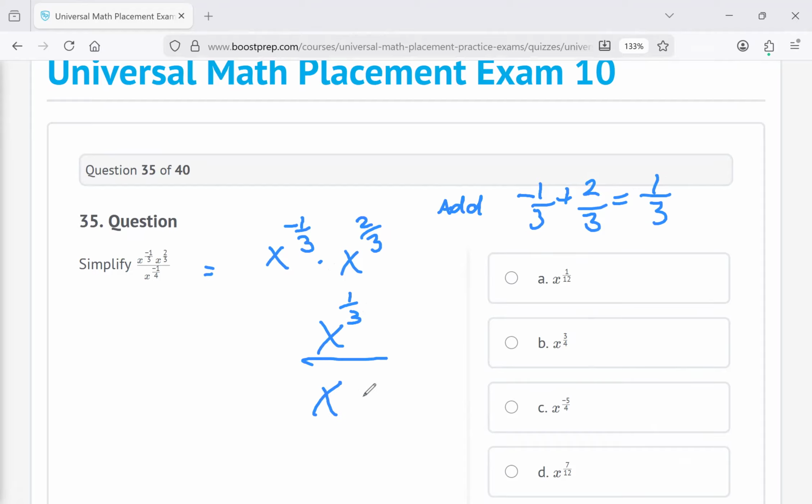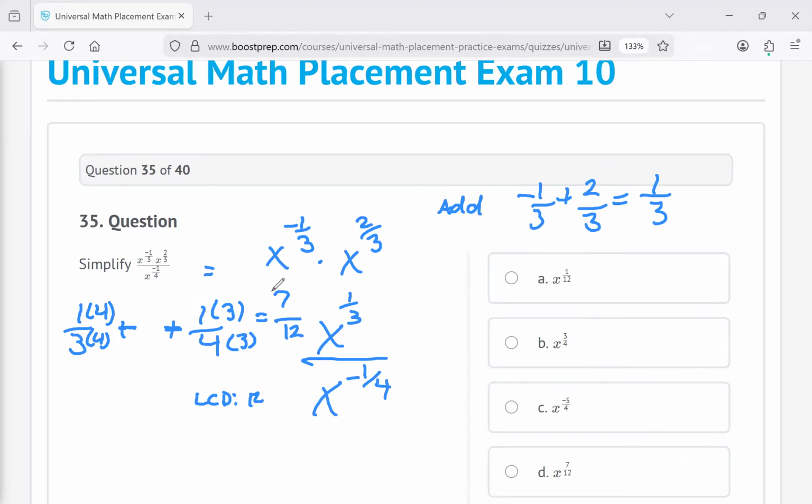Now do the bottom. Now you're dividing. So what is the rule when you're dividing with the same base? You technically subtract. So it's going to be 1/3 minus a -1/4. Two negatives become a positive. What is my LCD? Here you have a 3 and a 4. My LCD is 12. So we're going to multiply top and bottom by 4 and multiply top and bottom by 3. So that's going to be 4 plus 3, which is 7 over 12. So your final answer is going to be x to the 7/12. D.